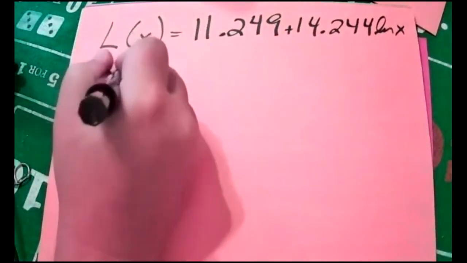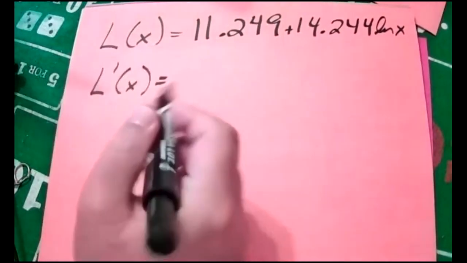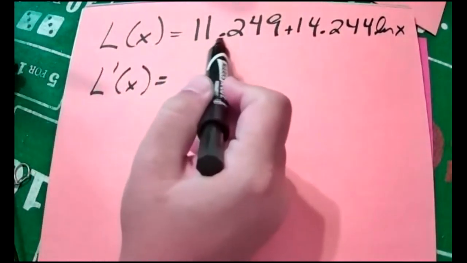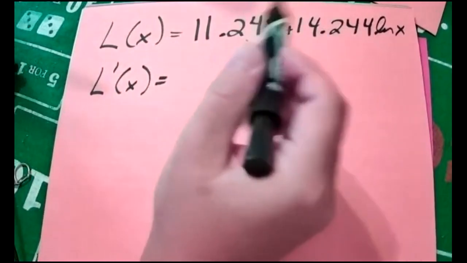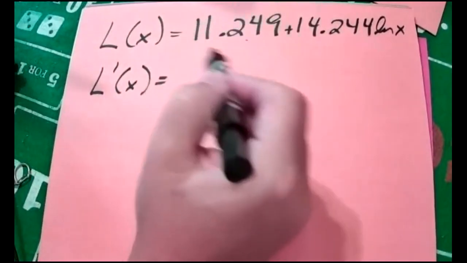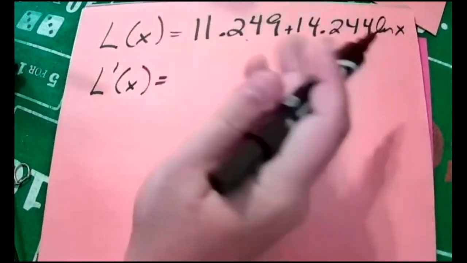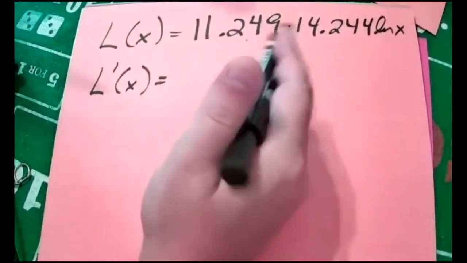So the derivative will be L prime of x. And the derivative L prime is, first, let's take the derivative of this piece, because we're applying the addition or sum rule here, looking at 2 different things being added. What is the derivative of 11.249? The answer is 0. There is no derivative because it's a constant.